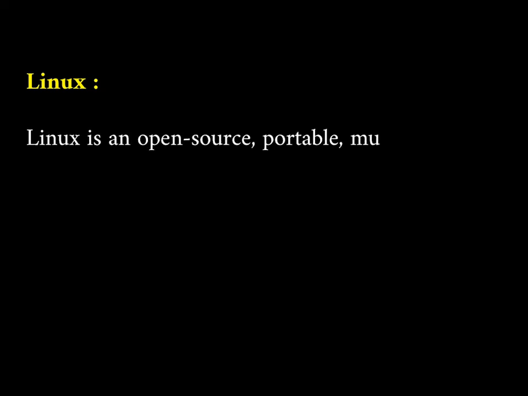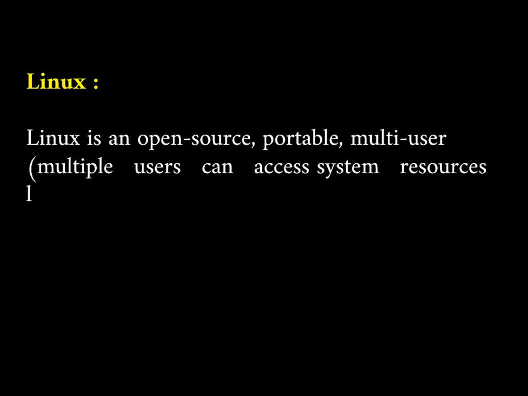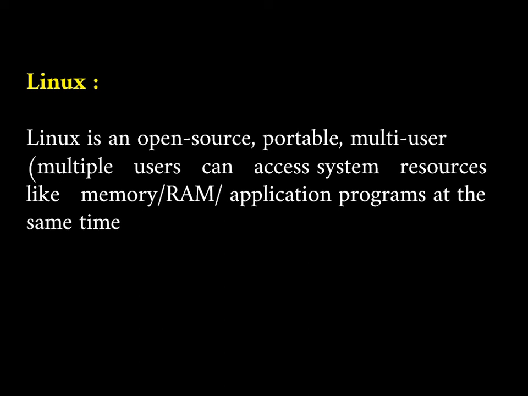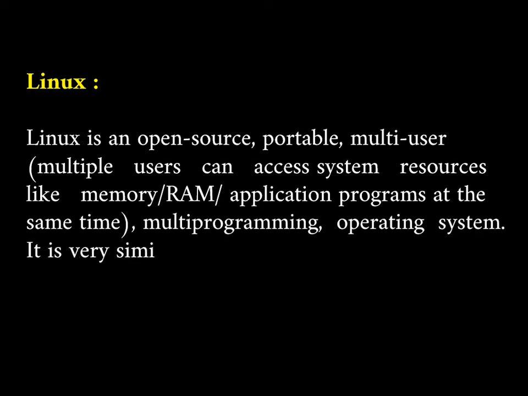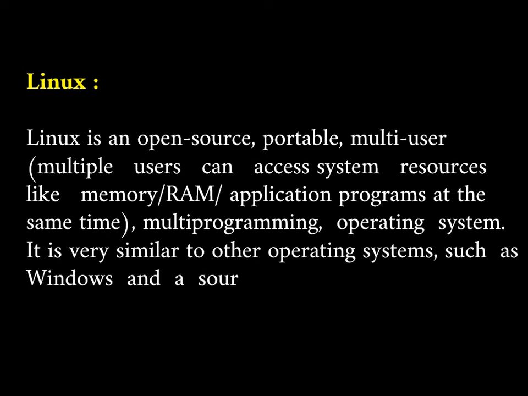Now we are going to learn about the next operating system, that is called Linux. Linux is also an open source and multi-user operating system. The benefit of this operating system is that it allows more than one user to work at a time. Multi-users can access system resources like memory, RAM, and application programs at the same time. Not like Windows, which allows only multitasking, not multi-user. On Windows, at a time one person can work, but on Linux more than one person can work at a time.